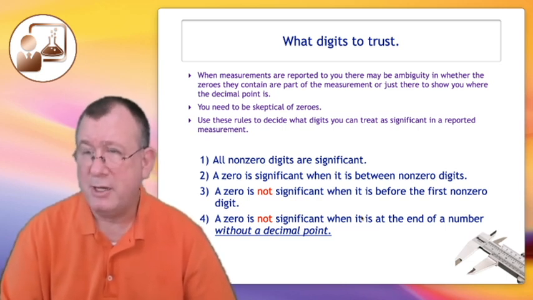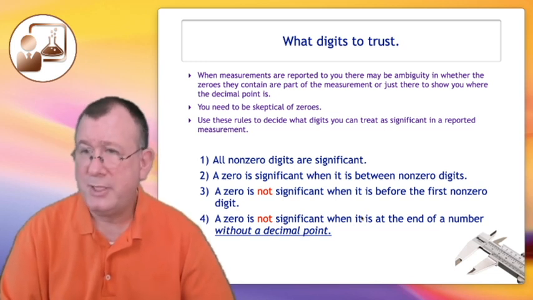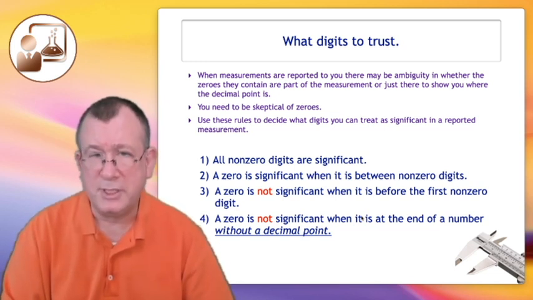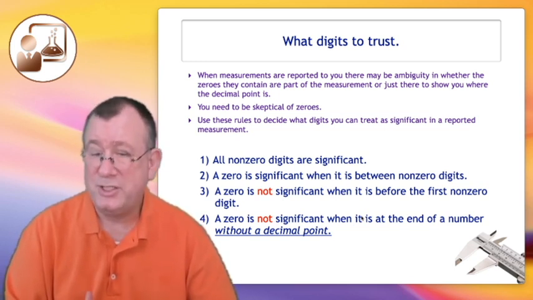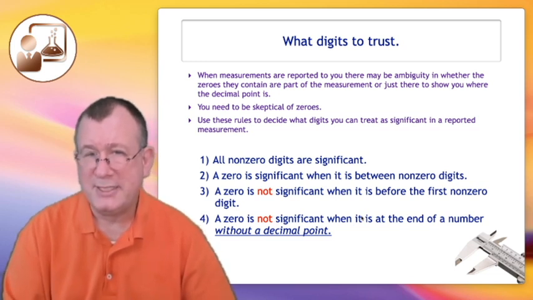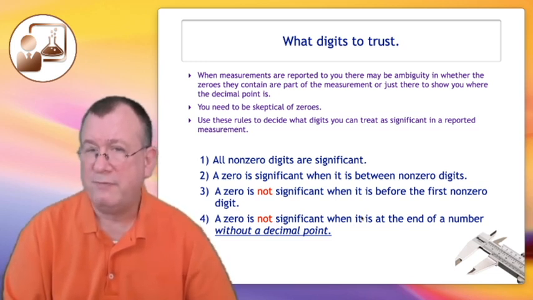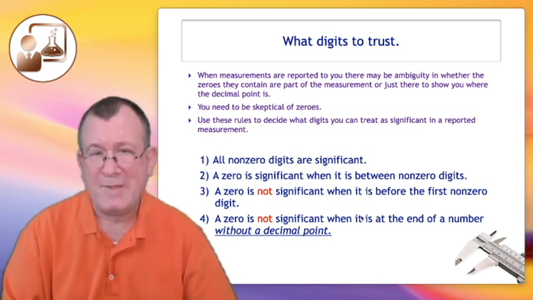There's no reason to put a 9 on your paper or a 7 on your paper unless it's part of your measurement. So if somebody put 97, I'm going to trust both those digits. A 0 is significant when it is between 2 non-zero digits. So someone put 907, I'm going to trust that one. A 0 is not significant when it is before the first non-zero digit. And a 0 is not significant when it is the end of a measurement that doesn't have a decimal point in it. Let me show you why.